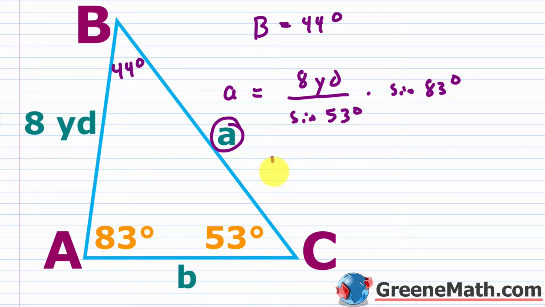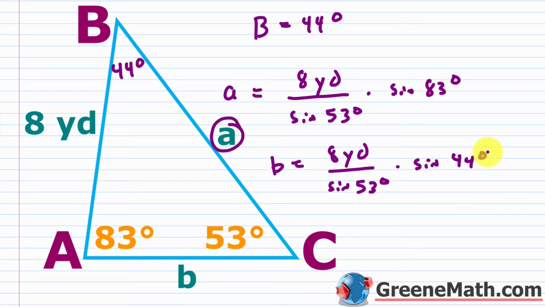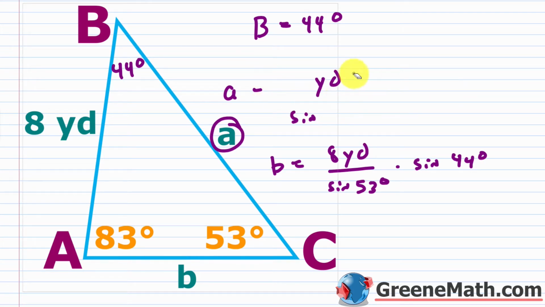And then for B, B would be equal to, again, I'm going to keep this part the same, so 8 yards over the sine of 53 degrees, and then times the sine now of, in this case, the angle B, which is 44 degrees. All right, so let's start with A. Let's punch that up on our calculator. So if I round this to the nearest tenth, I'll just go ahead and say it's about 9.9. So 9.9, and this is yards.